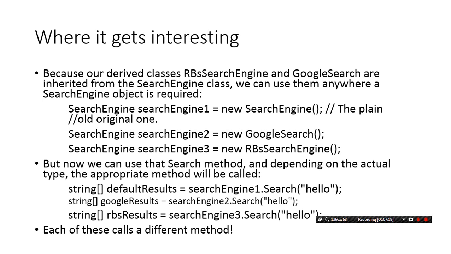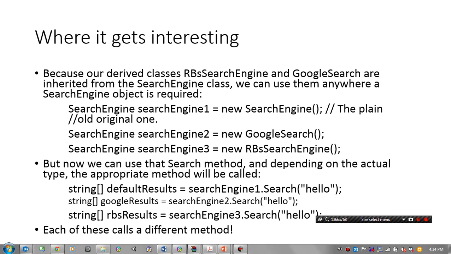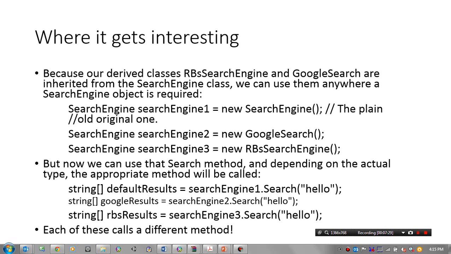Well, that's all fine and good, but ultimately this is where it gets interesting. What you can actually do is this: any class derived from search engine, and Google search inherits from the search engine class. That means we can use them anywhere a search engine object is required. For example, if we say search engine 1 equals new search engine, that's the plain old original one. But if we say search engine 2 equals new Google search, we can then say search engine 3 equals new RB search engine. But now we can use the search method anywhere, and depending on the actual type that you're using, you get the appropriate results.